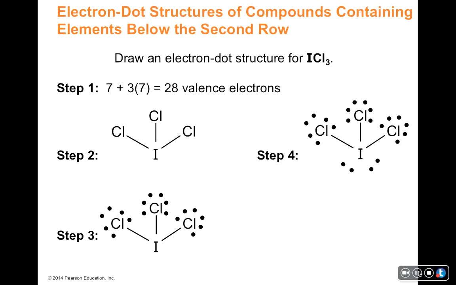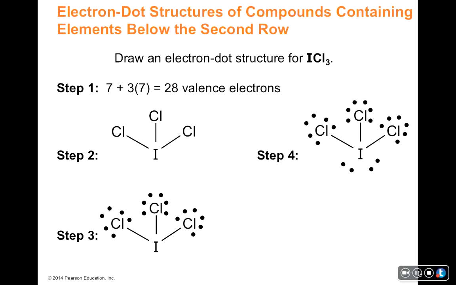Here's another example, ICl3. So if we calculate the number of valence electrons here, 7 for iodine, and 3 chlorine atoms each have 7, so we have 28 total. In step 2, we arrange the atoms, putting iodine in the middle. Step 3, we put electrons around those terminal atoms to make octets for each of those, and then see what we have left. And what we have left are 4 extra electrons. We put those on the iodine in the middle.